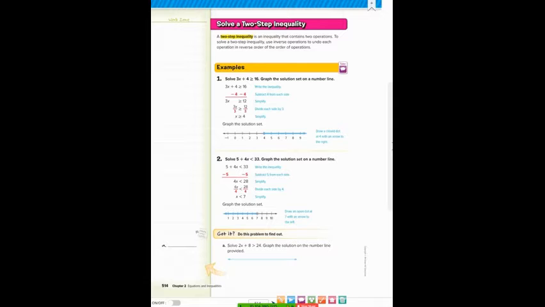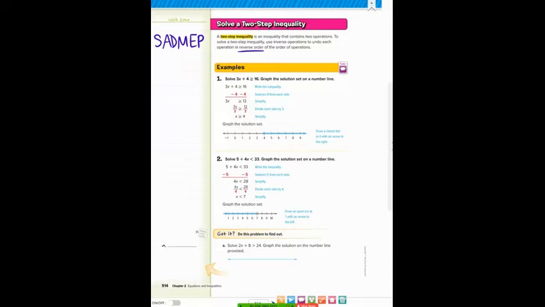Now, if you remember, the order of operations was PEMDAS, but they want us to do the reverse order. The reverse order was SADMEP. So we are going to be using SADMEP to solve these two-step inequalities. This is just like solving two-step equations, except instead of an equal sign in the middle, you're going to put an inequality symbol. Let's look at example number 1.